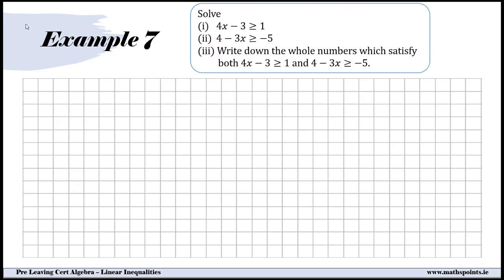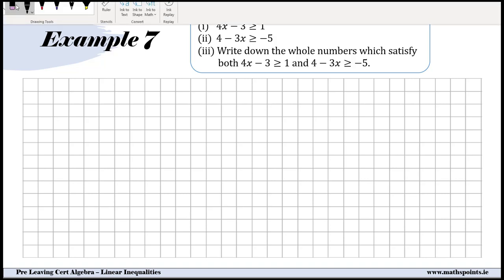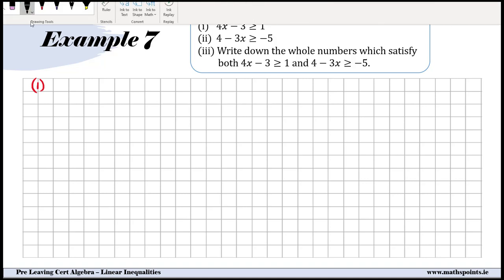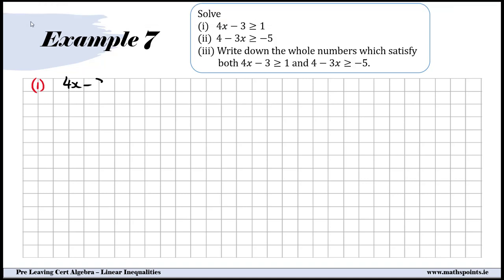Okay, so in question 7 we're asked to solve 2 inequalities, and then there's a third part asking you to link the 2 previous parts. So let's have a look at this. Question 1, first of all, asks us to solve 4x minus 3 greater than or equal to 1. So a fairly simple linear inequality.